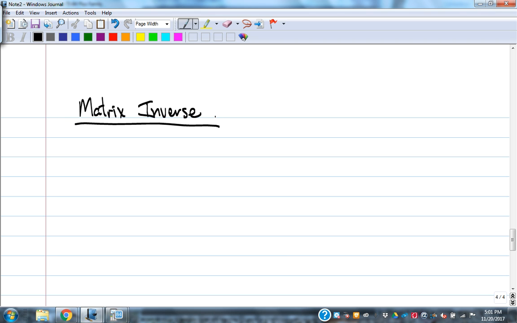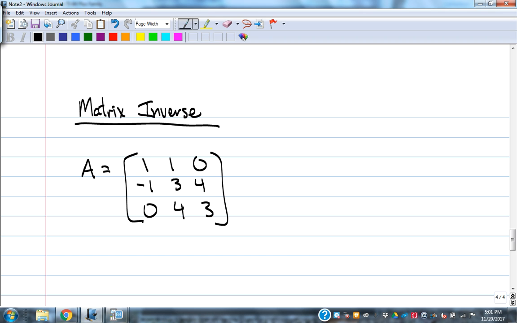A matrix inverse. Say we have matrix A: 1, 1, 0, negative 1, 3, 4, 0, 4, 3. What size is that matrix?